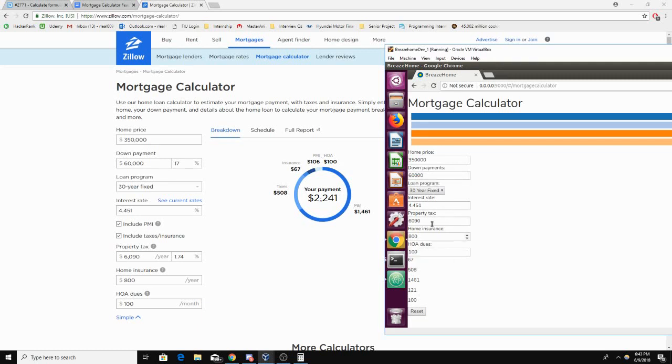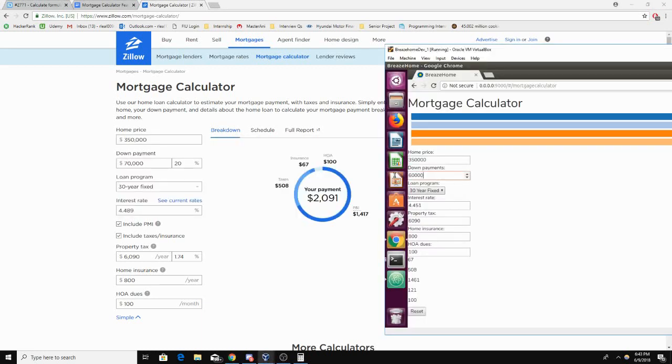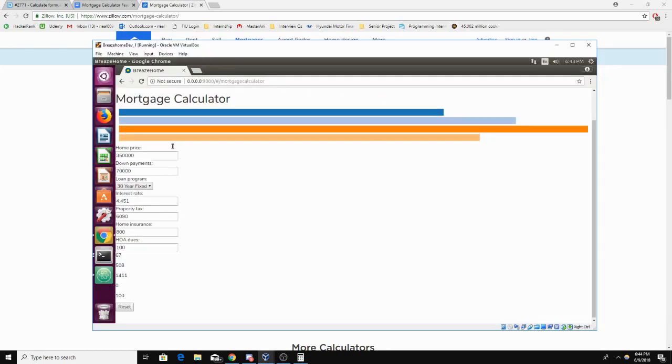And then I also want to show that if you increase this to 20%, the PMI goes away. So here, if we increase ours to 70,000, our PMI goes away also. There we have the tool and all the calculations that are happening.